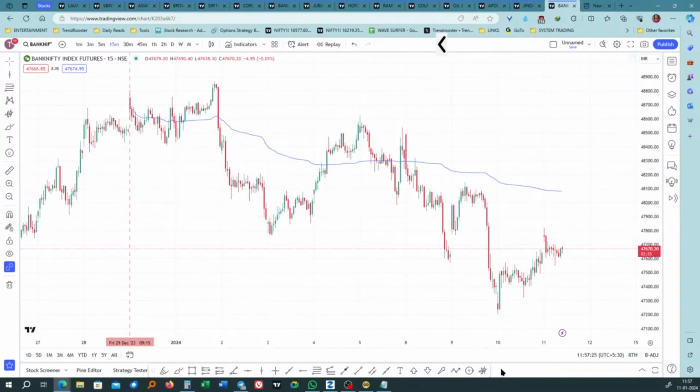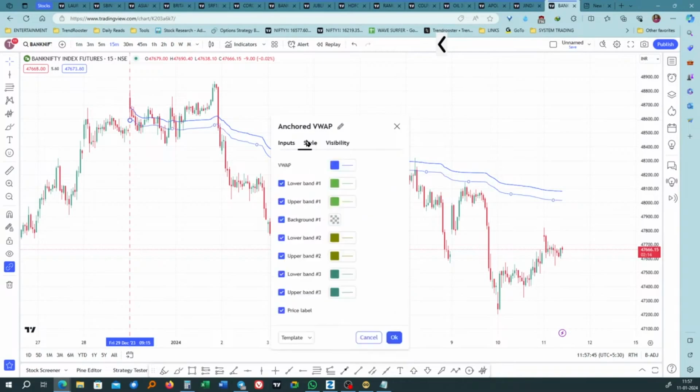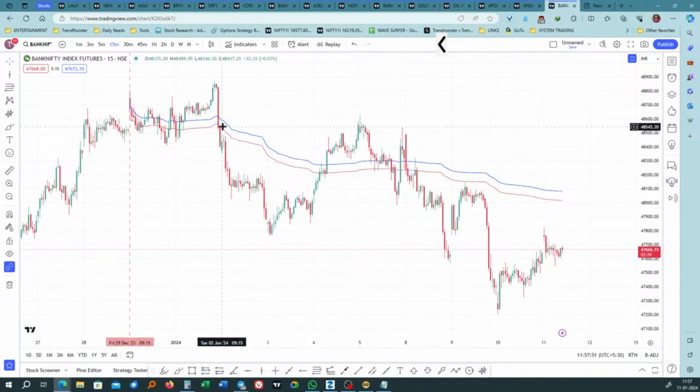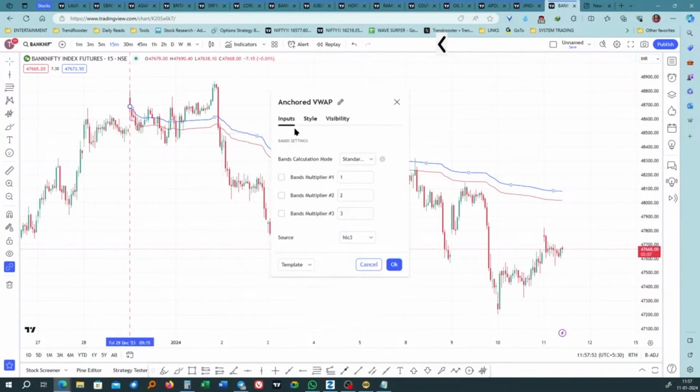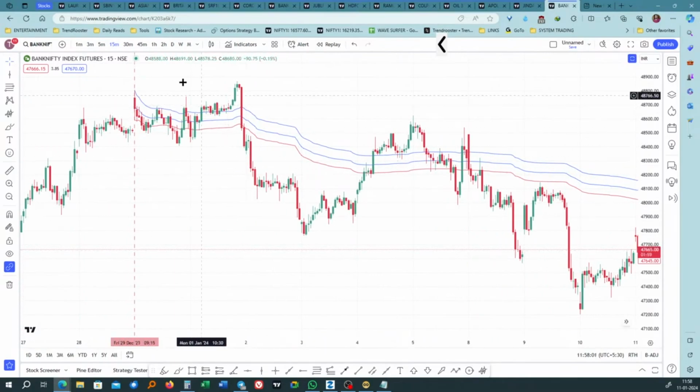some people will add one more anchored VWAP here, one more anchored VWAP here, and I'll change that to high, low, close. This one I'll make low, maybe red color. And this one I'll change to high. So I created a band of the market from the beginning of the contract.